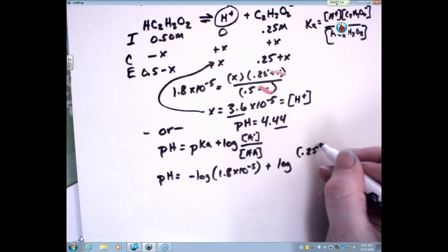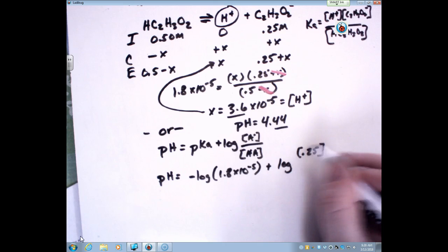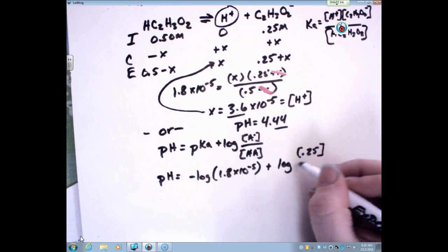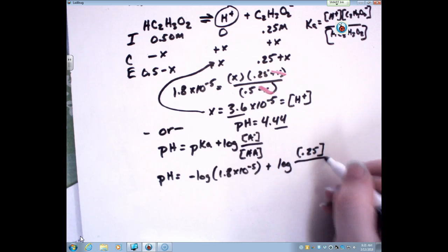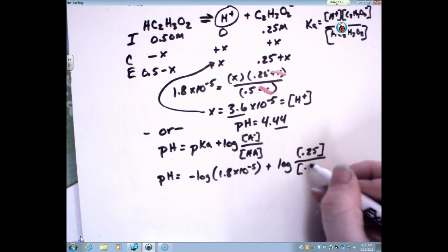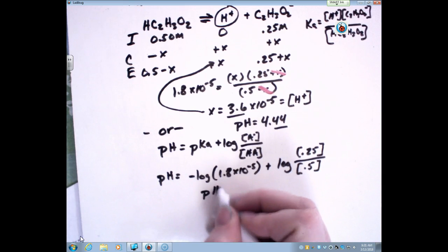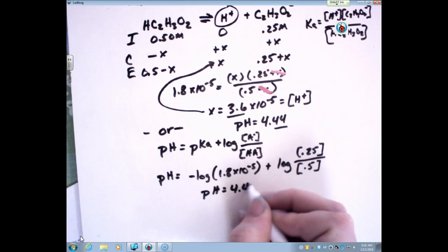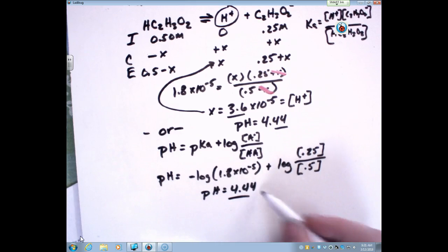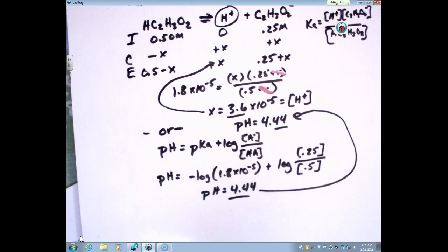All right, so this is my concentration of the common ion. So this came to us from the sodium acetate over the concentration of that weak acid, which was 0.5. You plug all this into your calculator and you get the pH equal to 4.44, the exact same answer that we had before, just to prove that it worked.